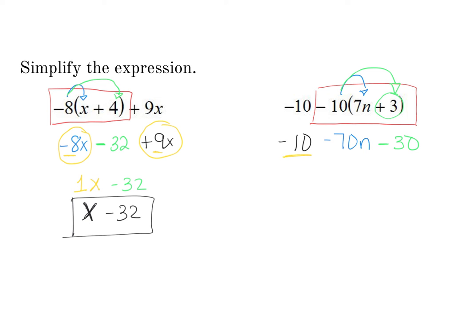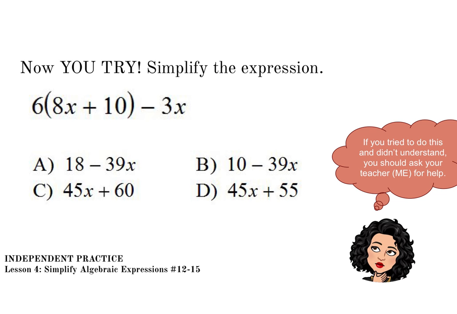So negative 10 and negative 30 are both numbers that have no letters, so they're like terms. So I'm going to combine those. Negative 10 minus 30 is equal to negative 40. And then I'm going to keep that negative 70n as is. This would be my final answer.